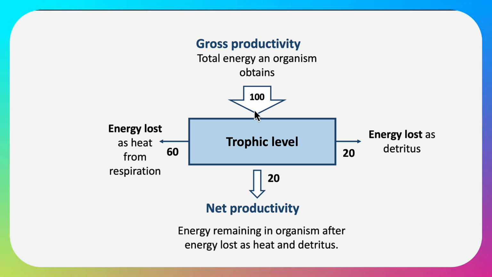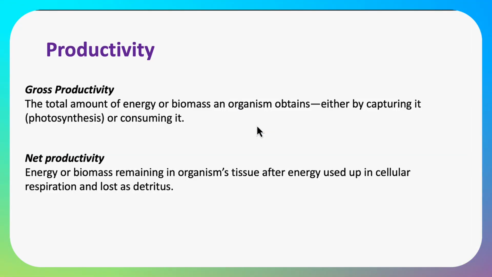So we can work out the energy efficiency of this trophic level by saying 10 divided by 100. So that's going to be 0.2 times by 100 works out to be 20%. So the energy efficiency of this trophic level is 20%. And we're going to look at more of that in a minute.